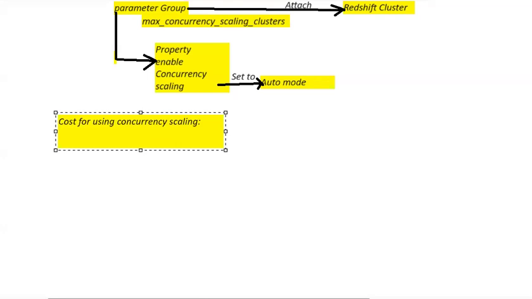There you got the knowledge regarding concurrency scaling for our Redshift cluster. Now let's see about cost.